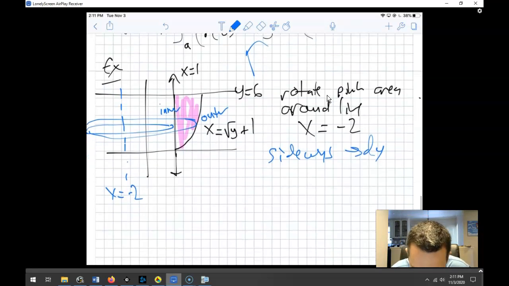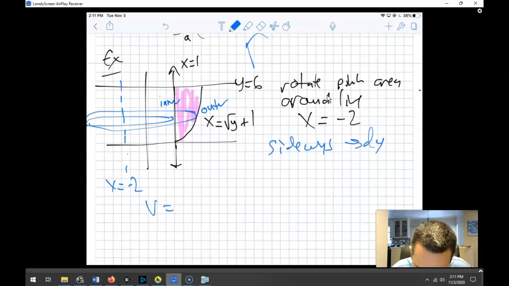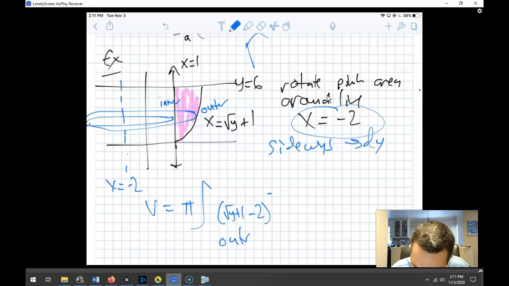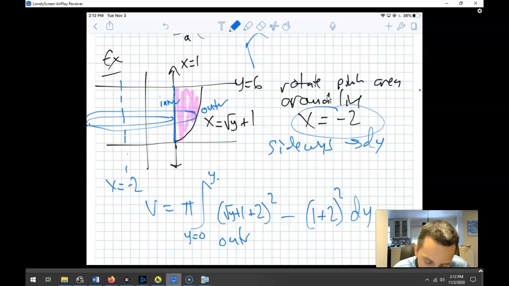Okay, so that means that my volume here is still going to be pi times. All right, so I have my outer radius squared. So I'm going around -2, so it's going to be root y plus 1 minus a minus 2 squared. My inner curve is actually just the vertical line, so that's 1 minus a minus 2 squared. Oh, 1 minus a minus 2 squared, that's my bad. And then my bounds, you can see in the problem, we're starting at y equals 0. We're going up to y equals 6. So that's the setup on that.